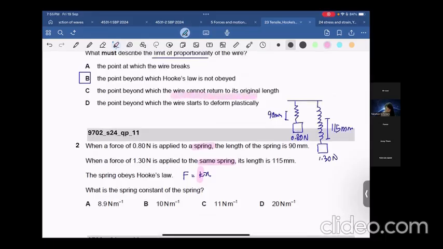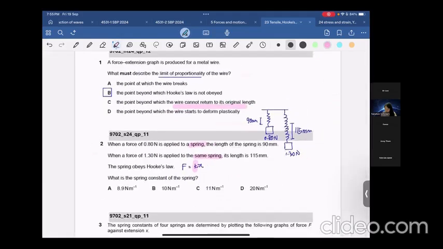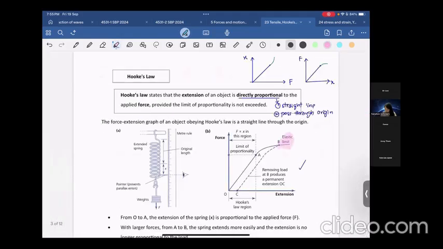The wire cannot return to its original length; that is related to the elastic limit. After we go past this point, it will not go back. It will go to this area, so they will have a certain increase in length at the end. It won't go back to the original length.